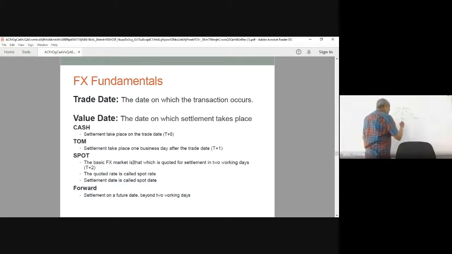Tom means T plus 1. If the transaction date is Monday, then the value date is on Tuesday. Spot is T plus 2, the transaction date plus 2 days. So settlement takes place 2 days after the transaction date.